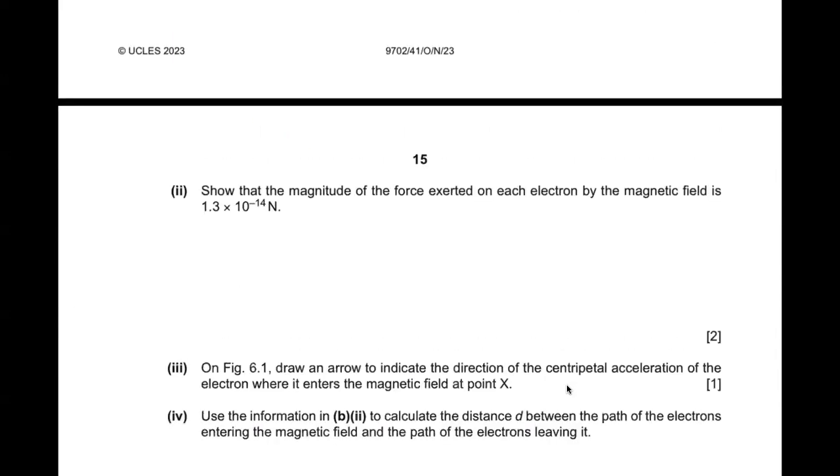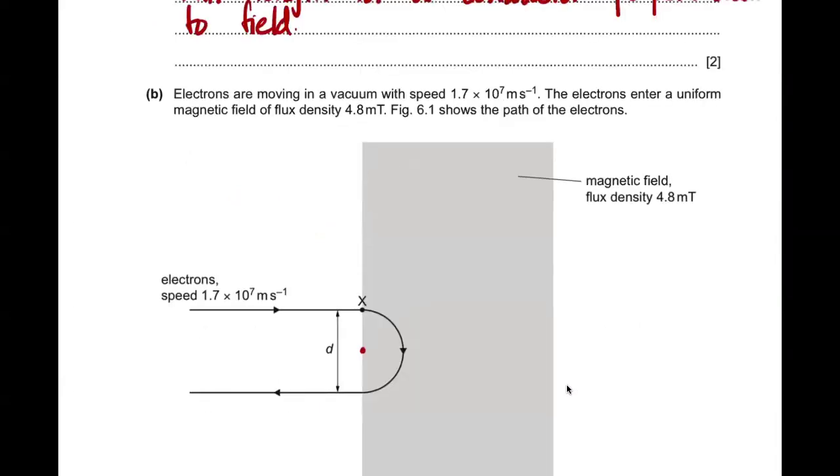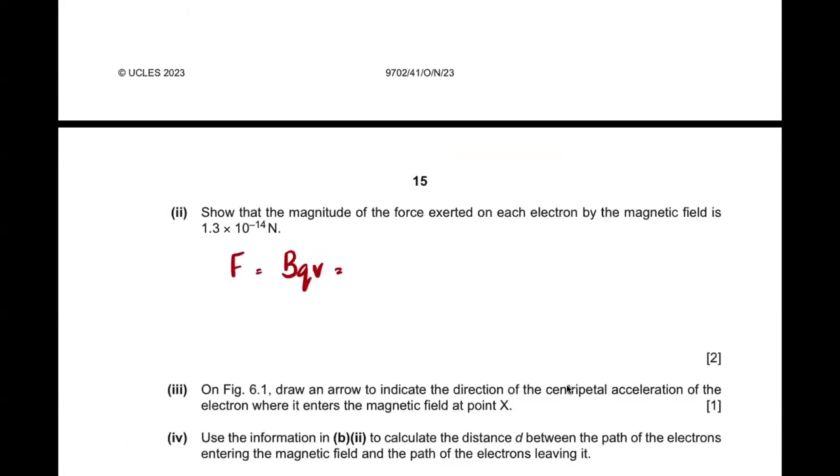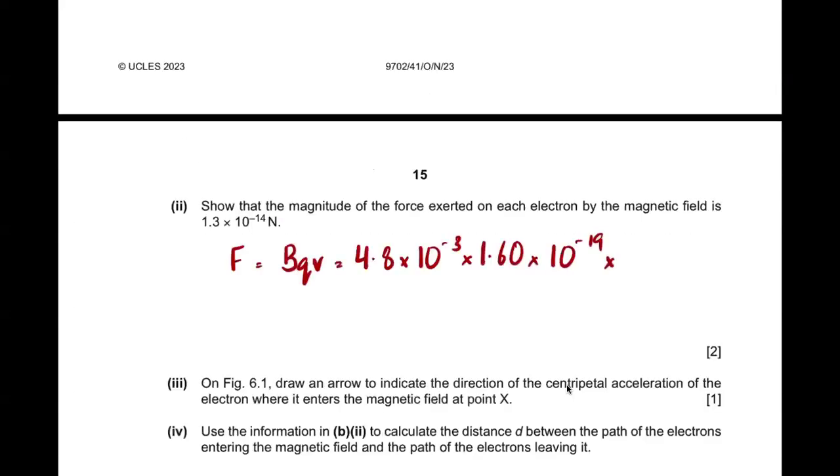Show that the magnitude of force exerted on each electron by the magnetic field is this much. So we can use this equation that we use for charged particles in magnetic fields, BQV. So B is 4.8 millitesla. It's on an electron. So charge of an electron is something you probably remember. And the speed is given as 1.7 into 10 to the 7. So all of this must boil down to this.